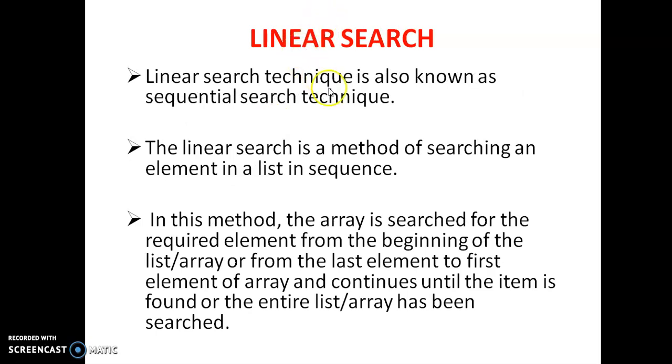Linear search technique is also known as the sequential search technique, because this searching technique continues from the beginning to the end. That's why it is called a sequential search. Each and every individual element is compared with the key element. The linear search is a method of searching an element in the list in sequence. In this method, the array is searched for the required element from the beginning of the array to the last element of the array.